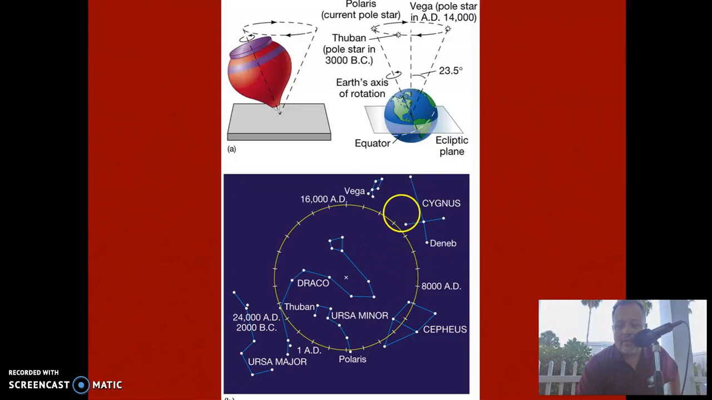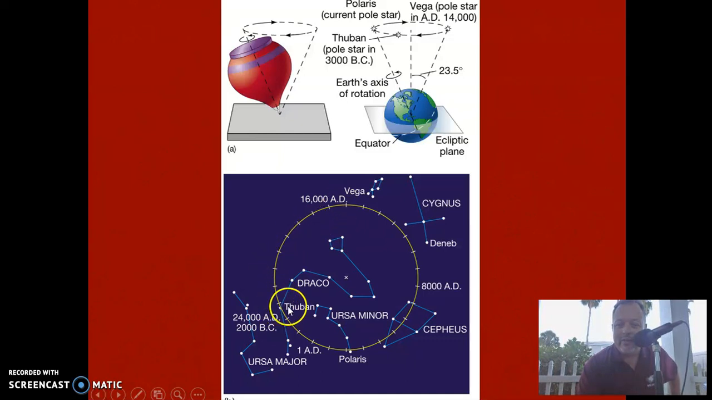We might use Deneb eventually. We might use Vega. Where's this cursor going? There we go. Deneb, Vega. They'll probably be counted as the North Star someday, even though they're not exactly on that yellow circle, so they're not very good. They're bright, but they're not really on the circle. And then look at this. You get to these years, thousands and thousands of years, where there is no North Star.